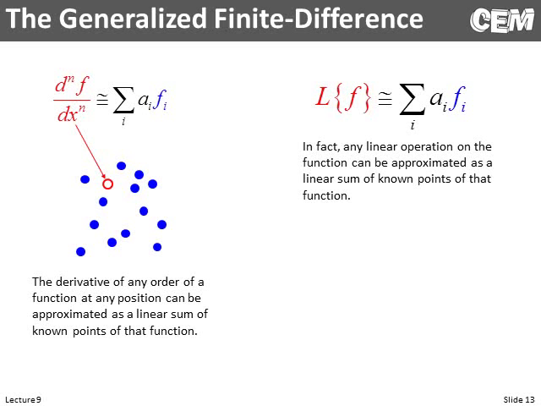So in fact, any linear operation we can still express as a weighted sum of those function values. Any linear operation, so derivatives, integrals, convolutions, Fourier transforms, anything like that. There's always a way we can come up with a weighted sum. It may not be easy to come up with the weights to do it, but we can always come up with a weighted sum to approximate that linear operation.